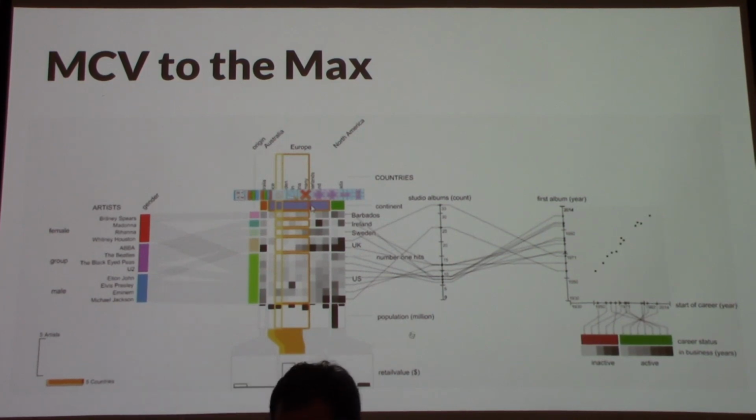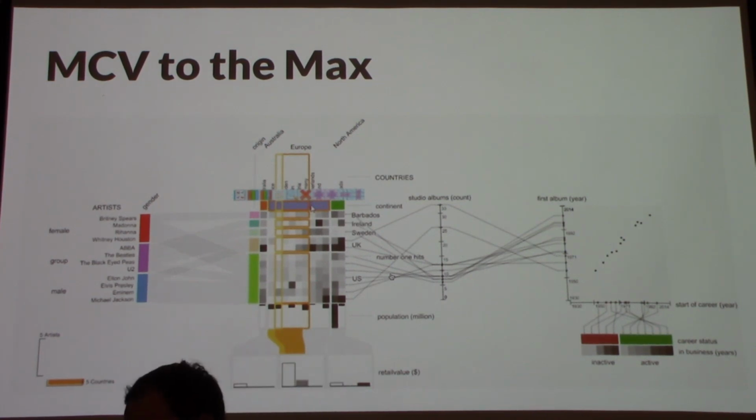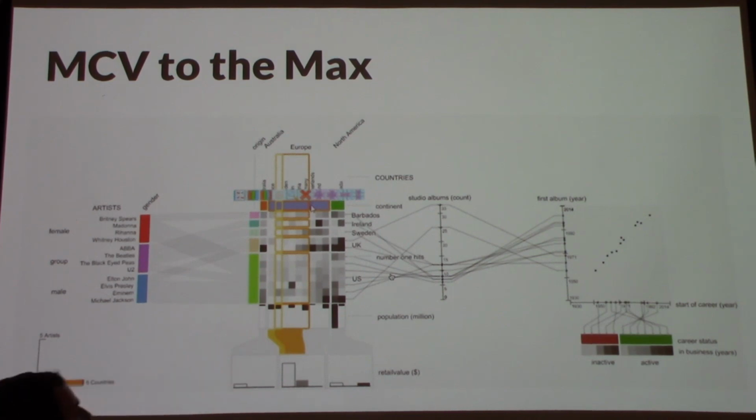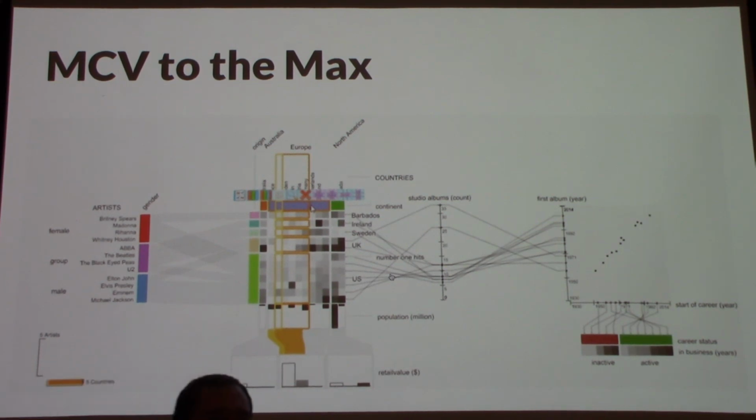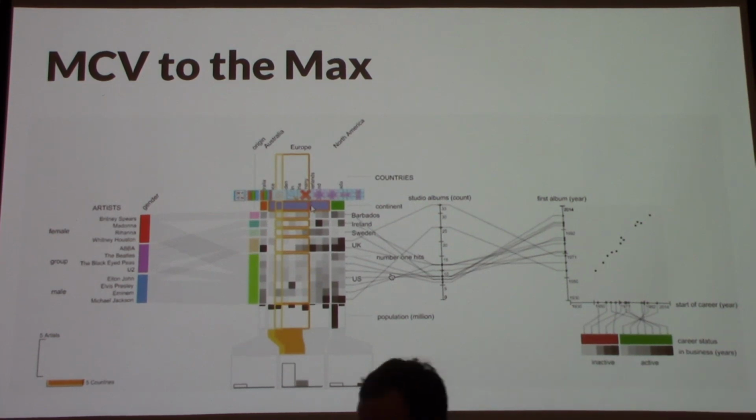So this is the last slide. I have multiple coordinated views, and I like to call this multiple coordinated views to the max. This is a visualization technique that we published last year at InfoVis, and the idea here is really that you give people an empty canvas, and they have, let's say, 10 or 15 related data sets or dimensions, and you let them design this visualization just via drag and drop. And I'll show you the video.